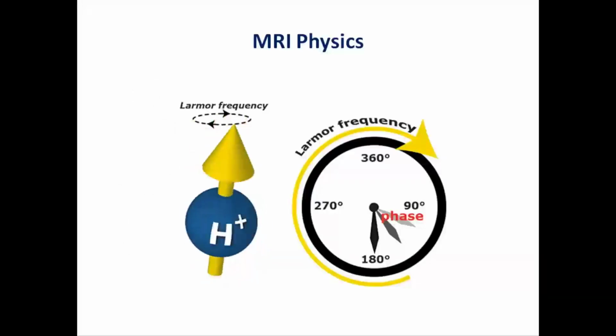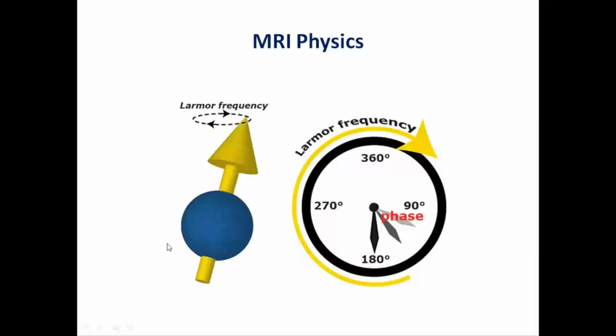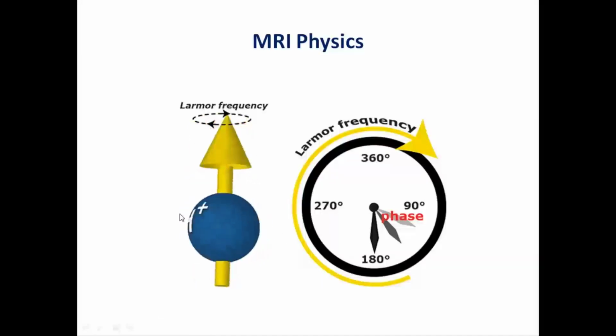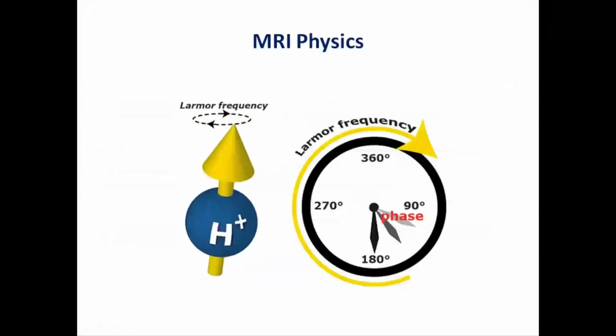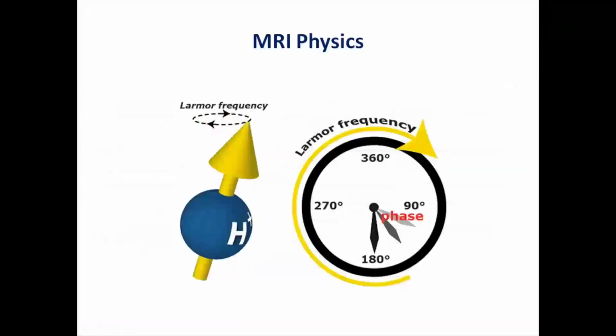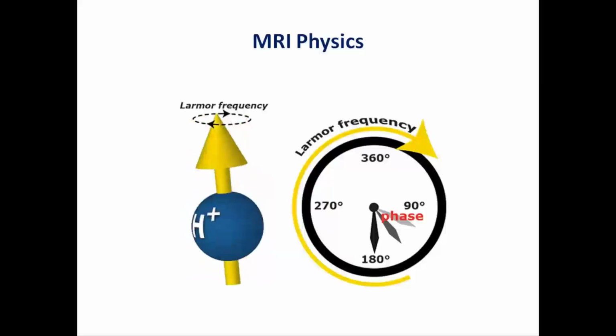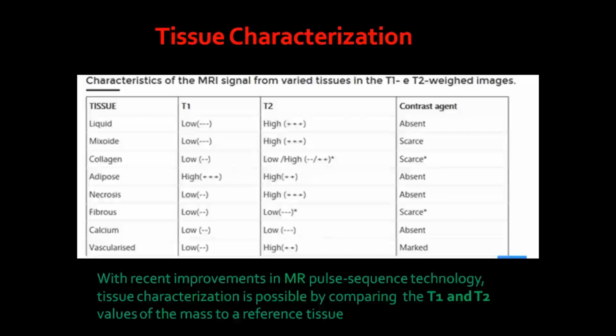I'm not going to talk about physics, but this is an example of the proton in the hydrogen atom, and it's always spinning, it's always moving. And based on some physics concepts, we can get an image actually based on the movement of this proton. And this is the basics of what we call tissue characterization.